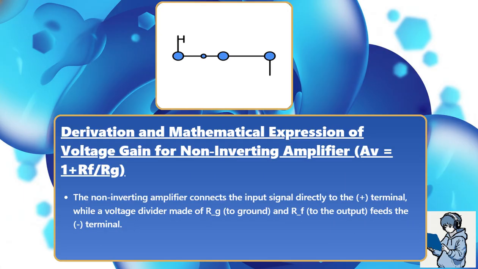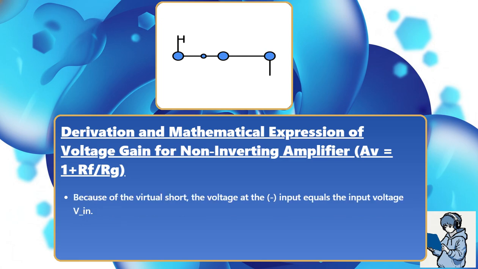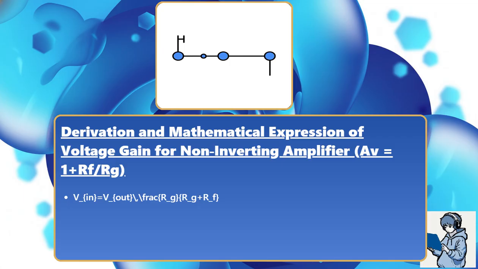stages. The non-inverting amplifier connects the input signal directly to the plus terminal, while a voltage divider made of R sub G to ground and R sub F to the output feeds the minus terminal. Because of the virtual short, the voltage at the minus input equals the input voltage V sub in. V sub minus equals V sub out multiplied by RG over the sum of RG and RF. Setting V minus equals V plus equals V sub in yields V sub in equals V sub out multiplied by RG over the sum of RG and RF.